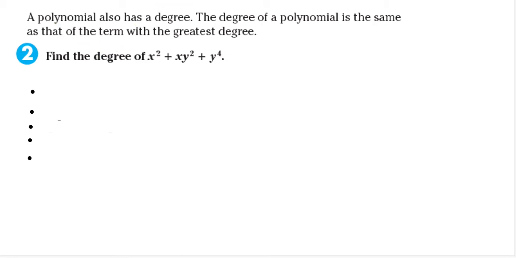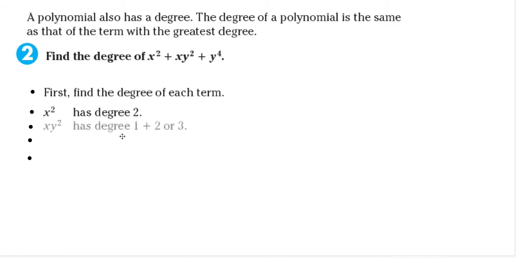Let's find the degree of this polynomial, x squared plus xy squared plus y to the fourth. Let's take a look at each of the terms. This polynomial is a trinomial. It has 3 terms: x squared, xy squared, and y to the fourth. First, find the degree of each term. We know x squared has a degree of 2. xy squared has a degree of 3. Why? Because x has an exponent of 1, y has an exponent of 2. You simply add the exponents, so it equals 3. y to the fourth has a degree of 4.